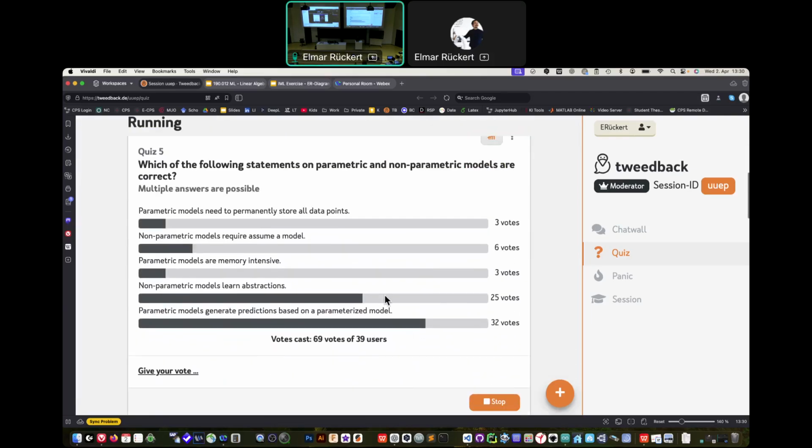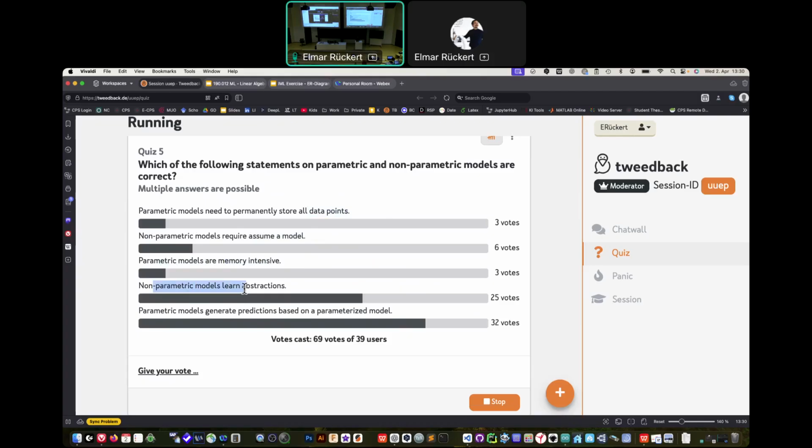Number 5, on parametric and non-parametric models. Well, this is an important one. Parametric models need to store all data points. That's wrong. Non-parametric models require to assume a model. That's also wrong. Parametric models are memory intensive. That's also wrong. And the last two must be correct.